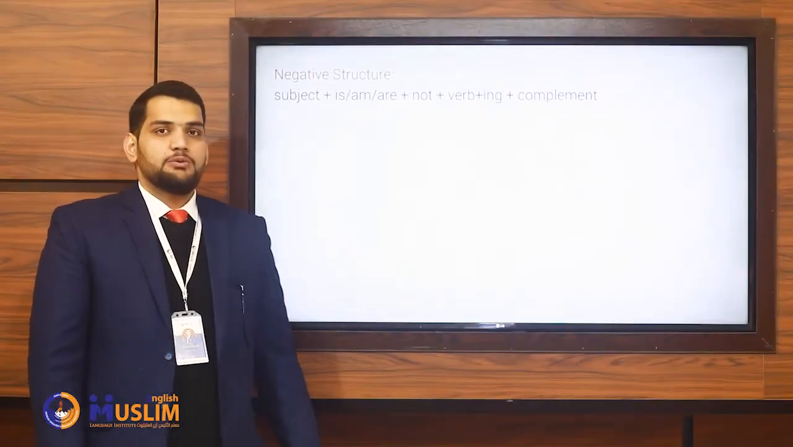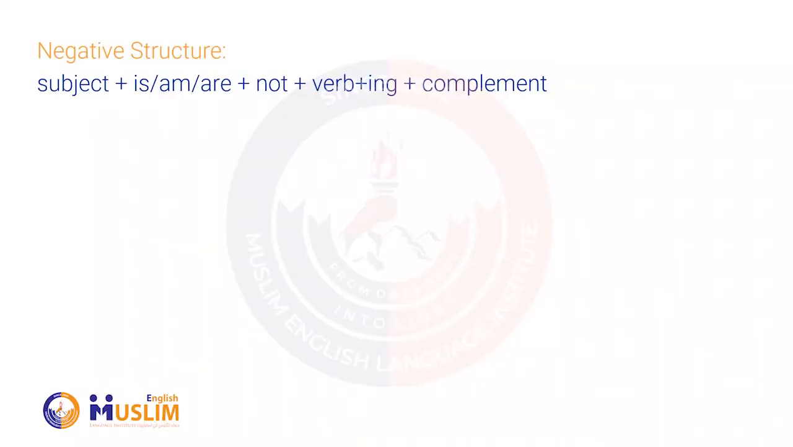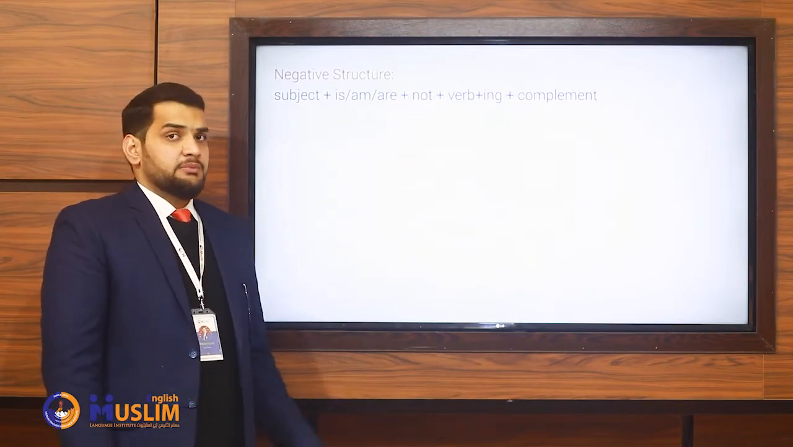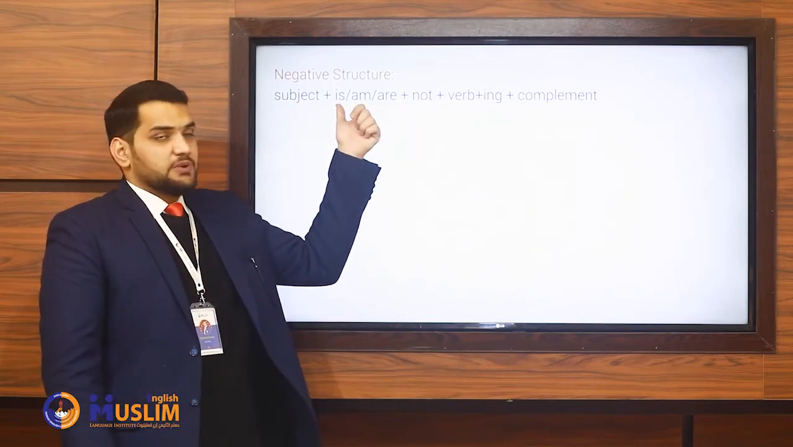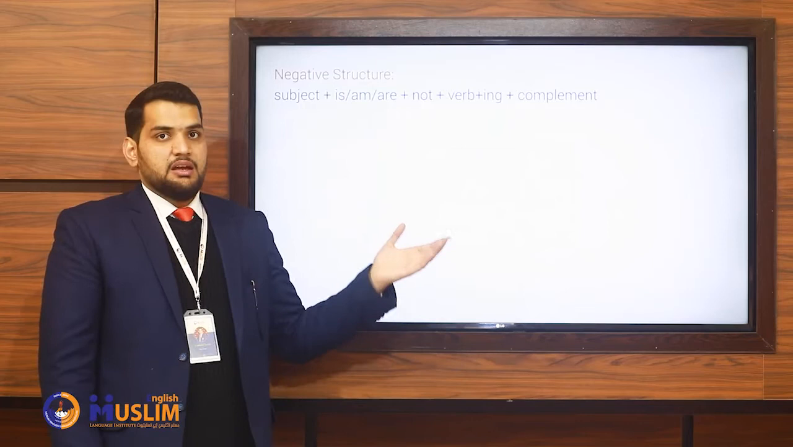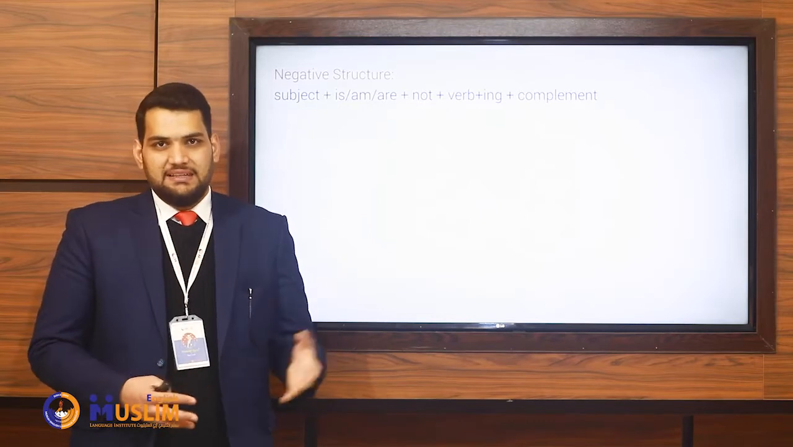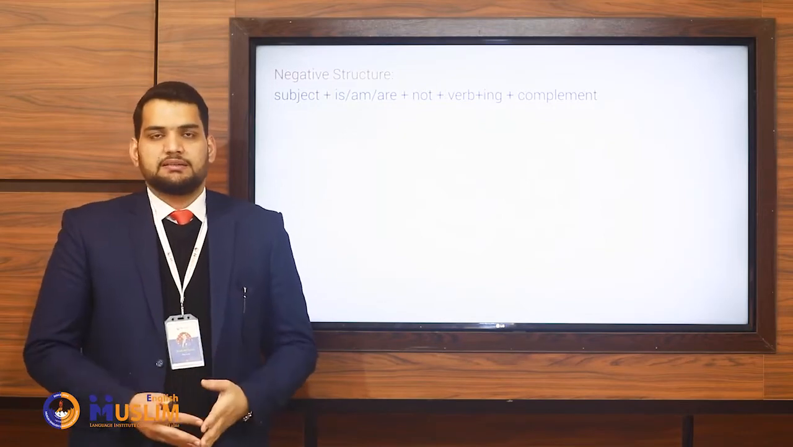Now let's talk about how we can change these positive sentences into negative ones. The negative structure is subject plus is, am, are plus not plus verb ing plus complement. Now in this structure, you just need to use not after the helping verb. Remember, these helping verbs can be contracted with not. For example, the contracted form of is not is isn't. Are not is equal to aren't. But it's not possible for am not in standard English. You cannot say amn't or ain't. Some people for am not, they use the contraction aren't, and that's correct.